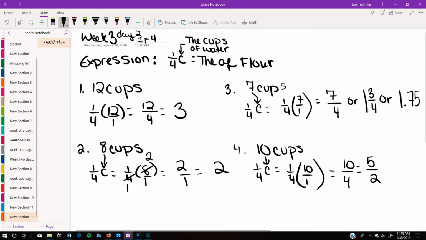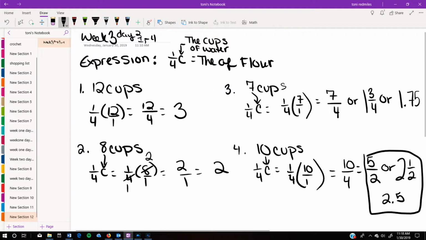Or 5 halves would be the proper way of saying it. I could write it as a mixed number, which would be 2 1/2, or as a decimal, which would be 2.5. These are the 3 ways that I could express the answer. All right, pretty awesome, right?